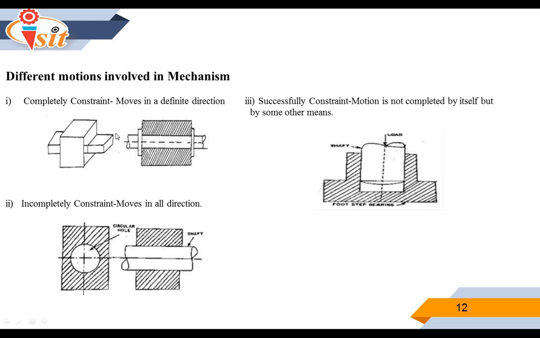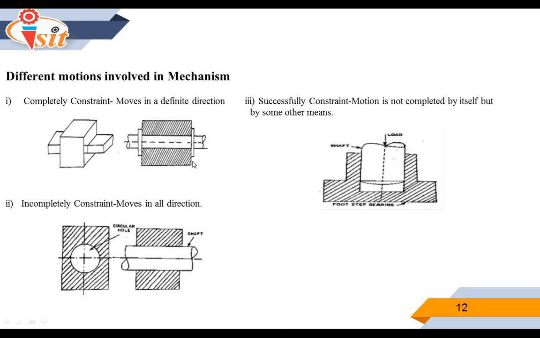Next, that is different motions involved in mechanism. So first, that is completely constrained motion. In completely constrained motion, when the motion between the pair is limited to a definite direction, irrespective of the direction of force applied, then the motion is said to be completely constrained. You can see it moves in a definite direction. In this figure you can see there is a shaft, and the shaft moves in a definite direction, only one direction. That's why this is completely constrained.